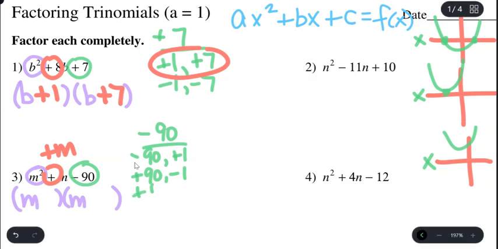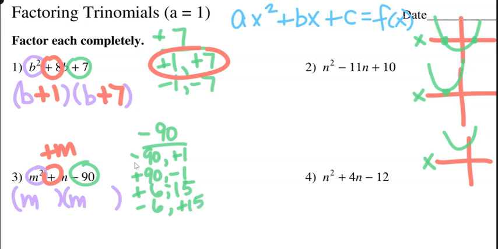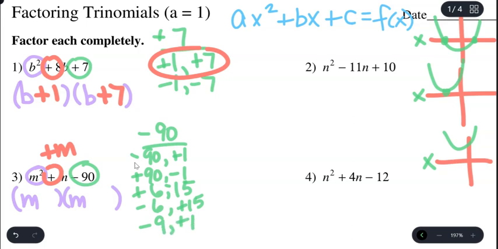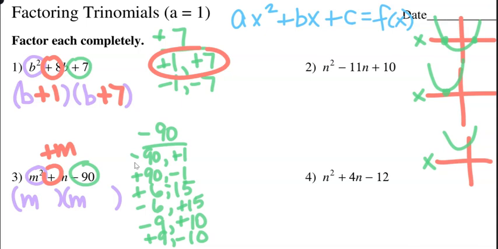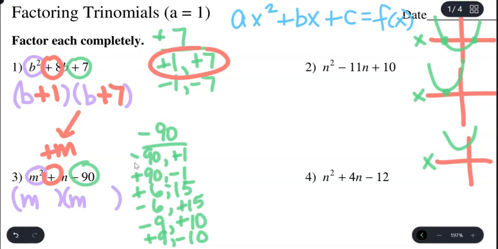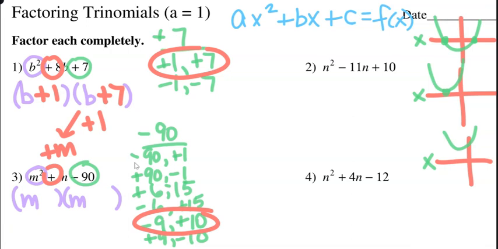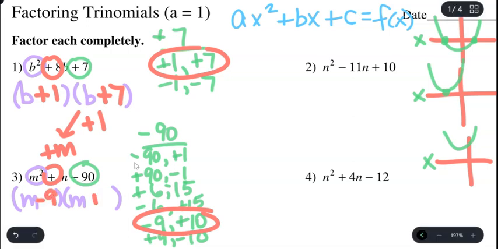Well, again, we can go through the whole thing if we want to. I can do positive 6 times negative 15, negative 6 times positive 15. We can do 2 times 45, but I think our candidate is going to come from 9 times 10. I can either have a negative 9 times a positive 10 or a positive 9 times a negative 10. If you look at what I'm looking for, a positive 1, because that's what's in front of the m, therefore, negative 9 and positive 10 are my options. So it's going to be m minus 9, m plus 10. And those are my two factors.